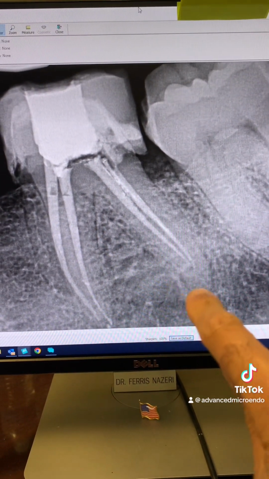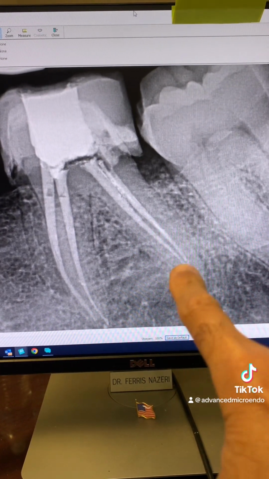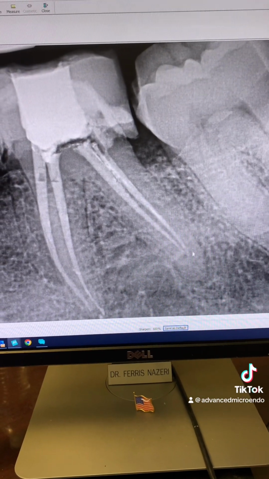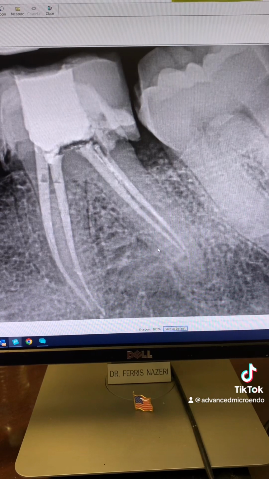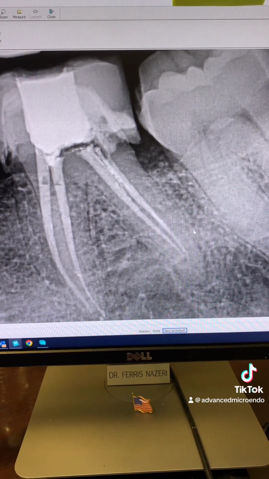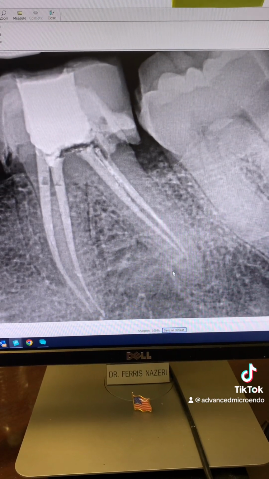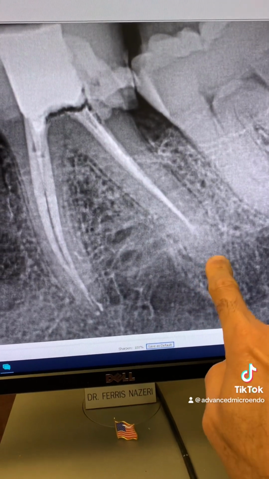This is the normal bone anatomy right here. Let me outline the radiographic apex of the distal root. That's what it is. This is not the radiographic apex of the distal root. Let me show you a different angulation. Now look at this angulation.